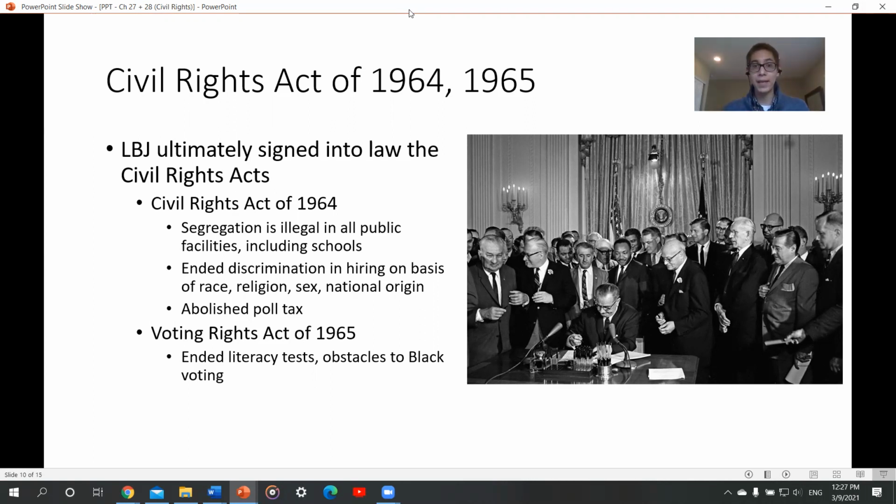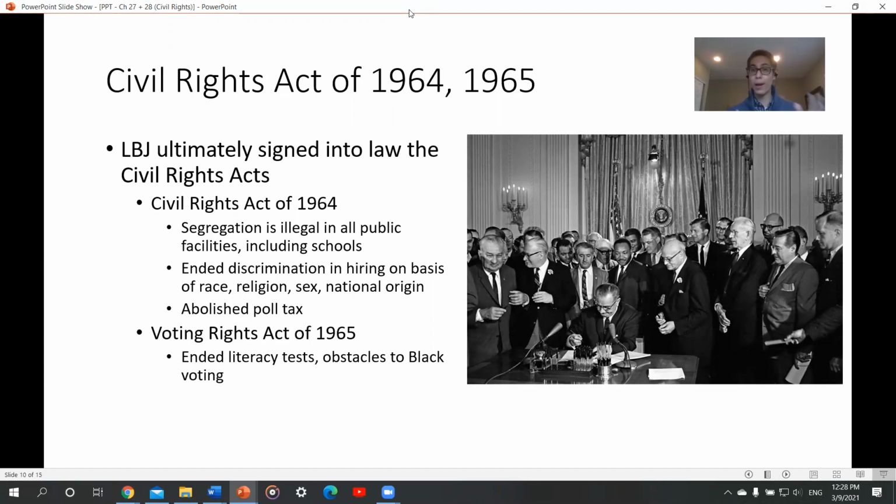The Civil Rights Act of 1964 banned segregation in all public facilities, including schools. That should have already been the law of the land after Brown v. Board, but a lot of Southern schools were still resisting it. And it ended discrimination in hiring on the basis of race, religion, sex, or national origin. And also formally abolished the poll tax, which again should have been abolished already, but the South had been finding loopholes for the last 100 years. My God, for the last 100 years, yeah.